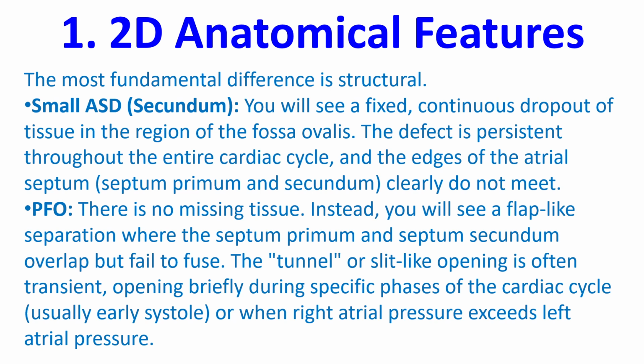2D anatomical features. The most fundamental difference is structural. In a small atrial septal defect, that is the secundum variety, you will see a fixed, continuous dropout of tissue in the region of the fossa ovalis. The defect is persistent throughout the entire cardiac cycle, and the edges of the atrial septum, septum primum and secundum, clearly do not meet.